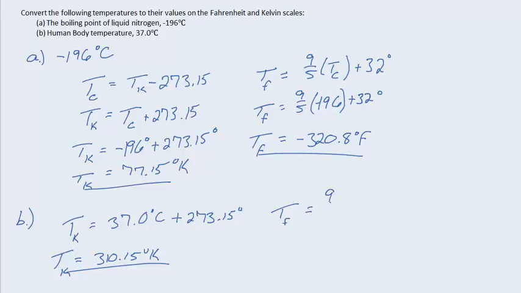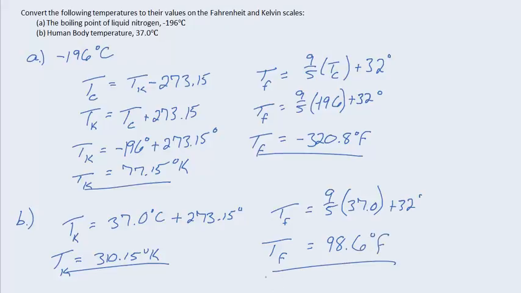And now if we were to convert our Celsius into Fahrenheit, we can plug it into our equation that states that 9/5 times our temperature in Celsius plus 32 degrees will give us a temperature in Fahrenheit that is equal to 98.6 degrees Fahrenheit, which should sound familiar for the ideal temperature of the human body.